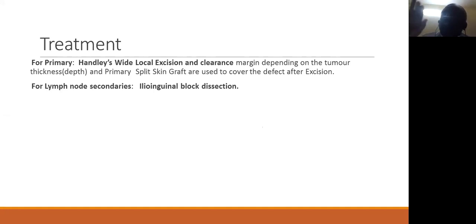Usually microsatellites are a pathological diagnosis. It's very difficult to clinically make out. So microsatellite can be anything more than 0.05 millimeter in diameter.